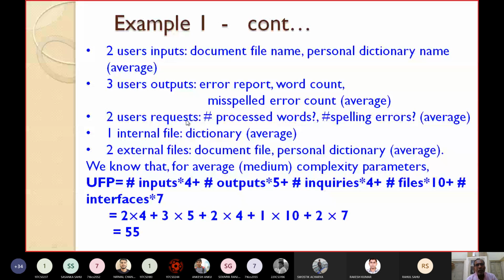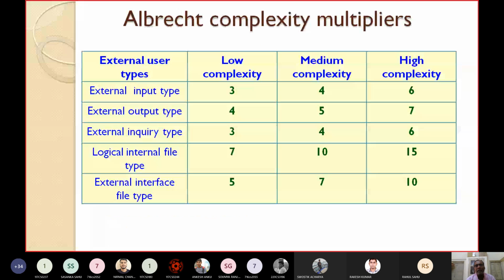So only you have to use what? The different values. Now what I want to compute? UFP, unadjusted function point, because these are only straightforward. I have not used any multipliers, so that I will do later on. So we have to first find out the UFP, which stands for unadjusted function points. So what is the formula? As I have already told you, you have to take the 5 components. Then you have to multiply with their corresponding complexity factors.